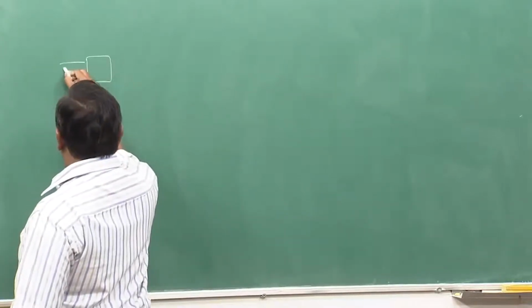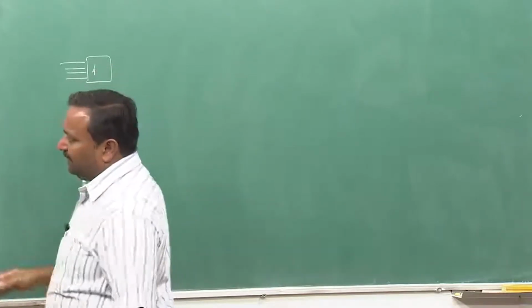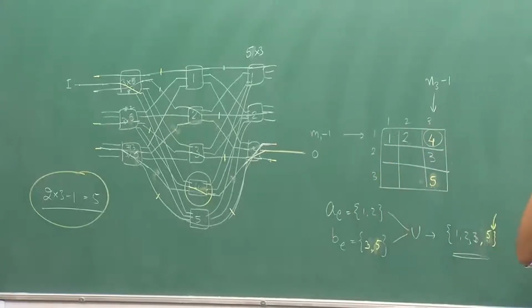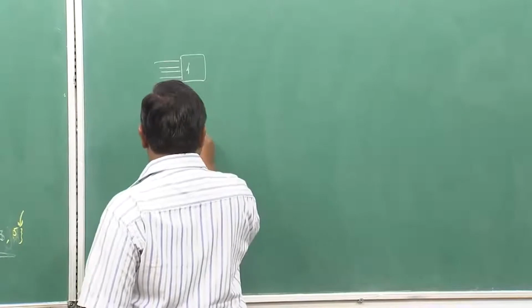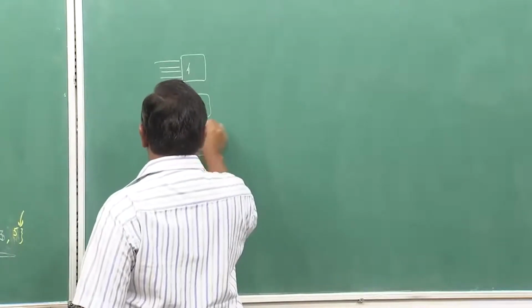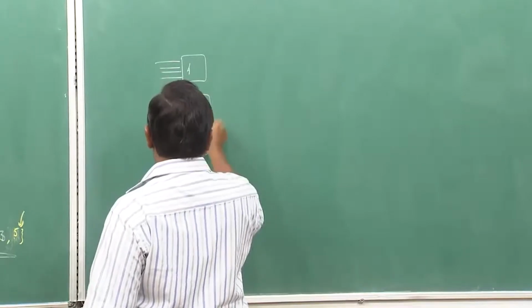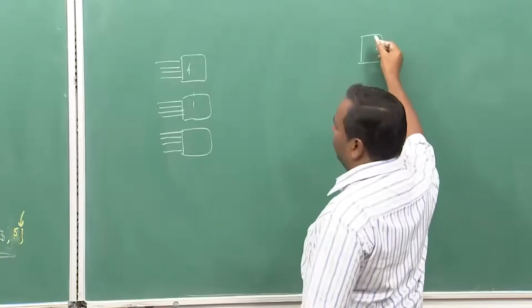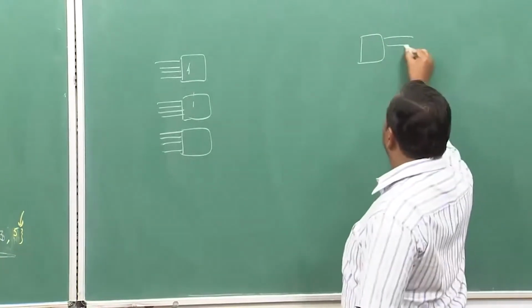So, this time I am taking 4 by 4. I have taken a symmetric system before, this time I am taking an asymmetric system. Okay. So, I am going to use 4 by 4 switches, 3 of them. And this time I am using on this side not 4 inputs but say 3 inputs.